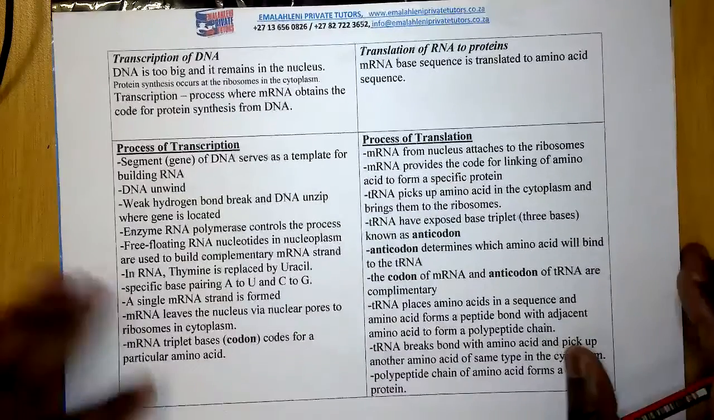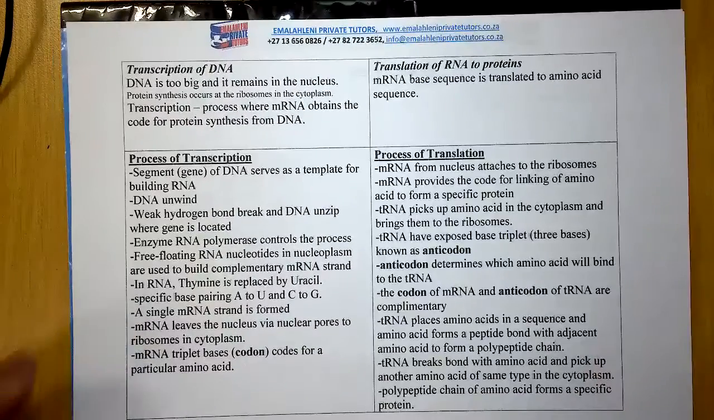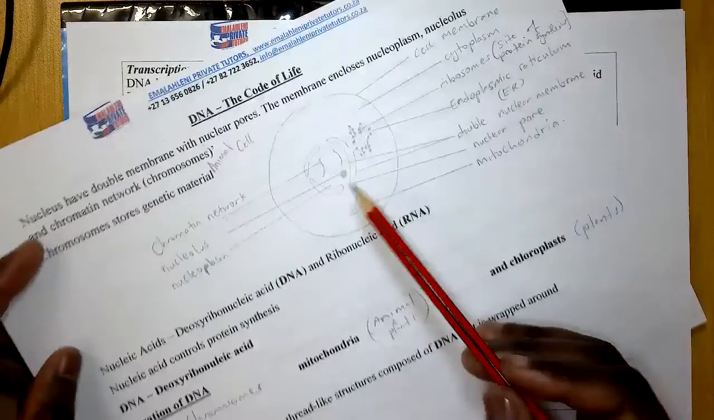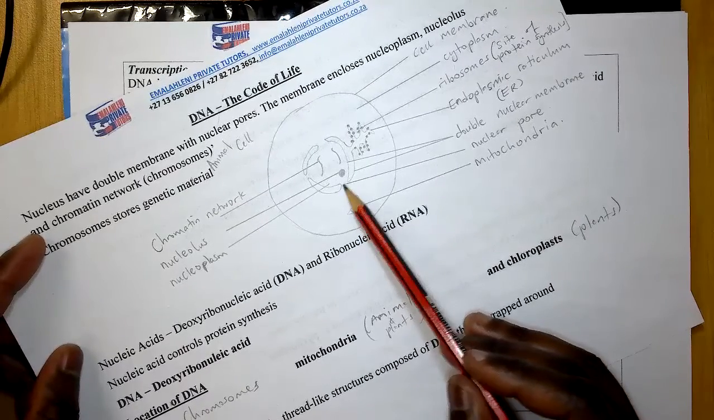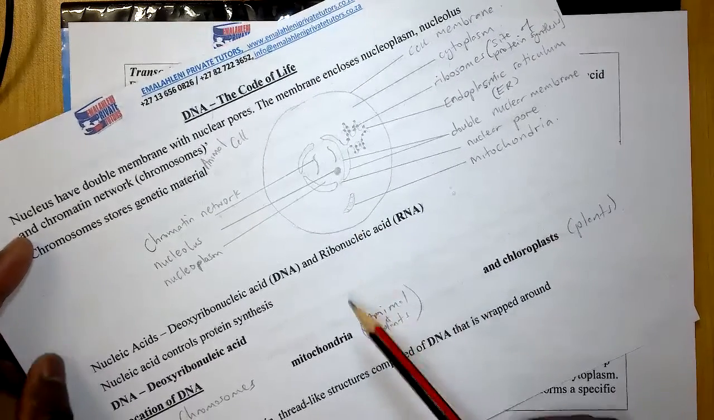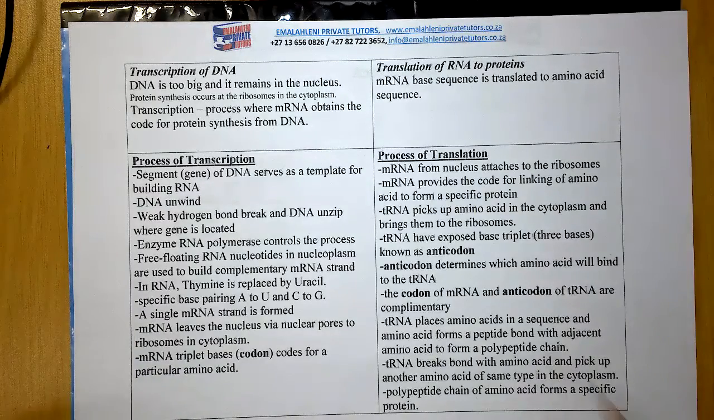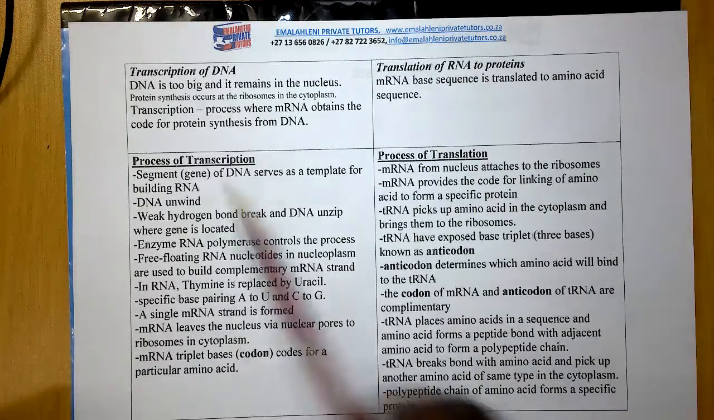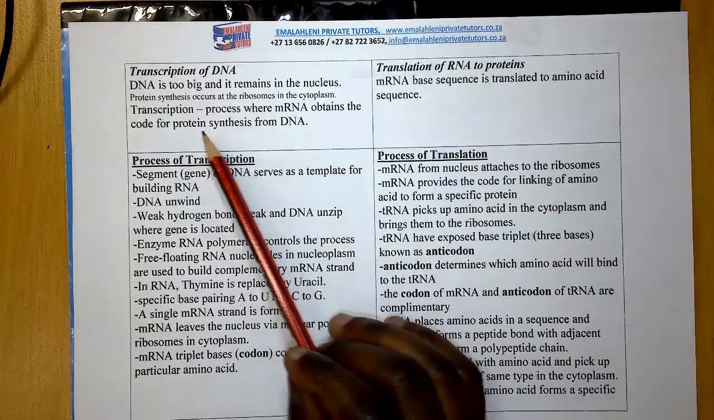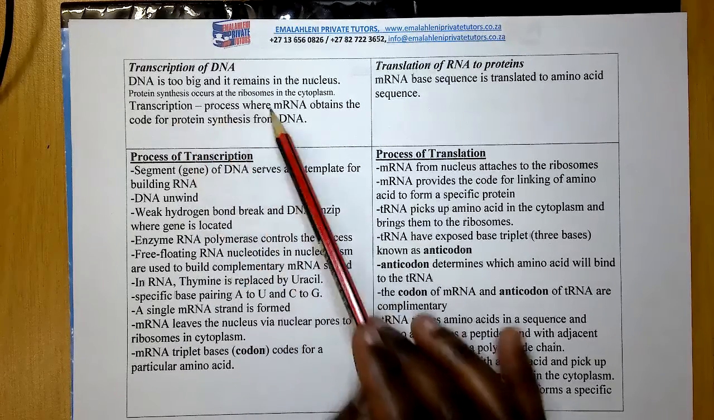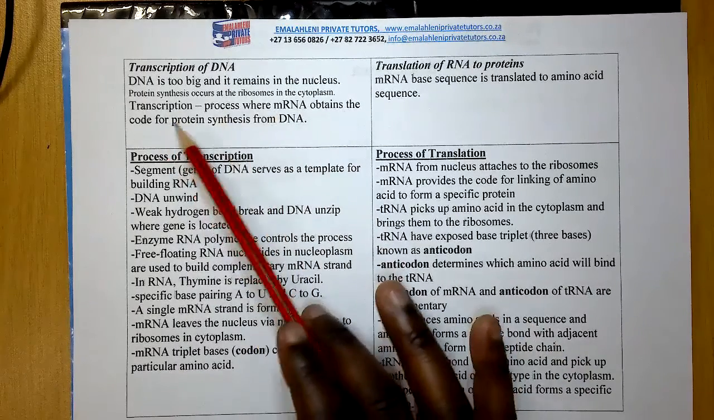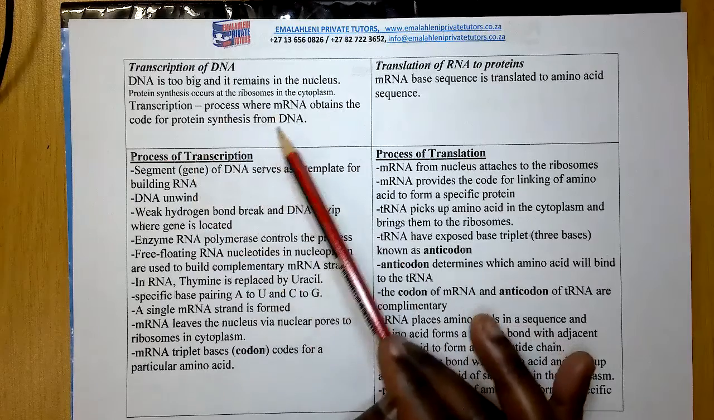Now, let's look into transcription. We're saying your DNA is too big to fit through the nuclear pore. The DNA can't fit here. So what do we need to do? We need to copy the information on the DNA and take it to the ribosomes where protein synthesis occurs. Transcription is the process where messenger RNA obtains the code for protein synthesis from DNA.